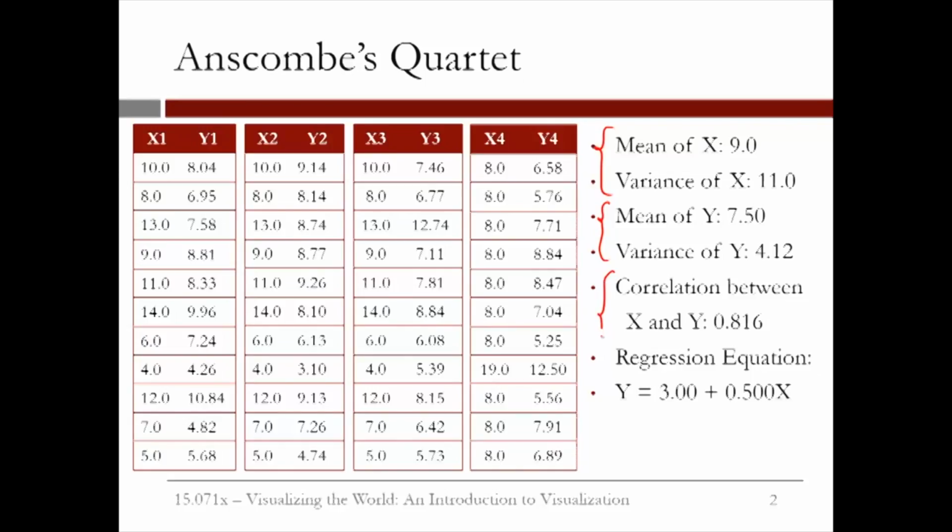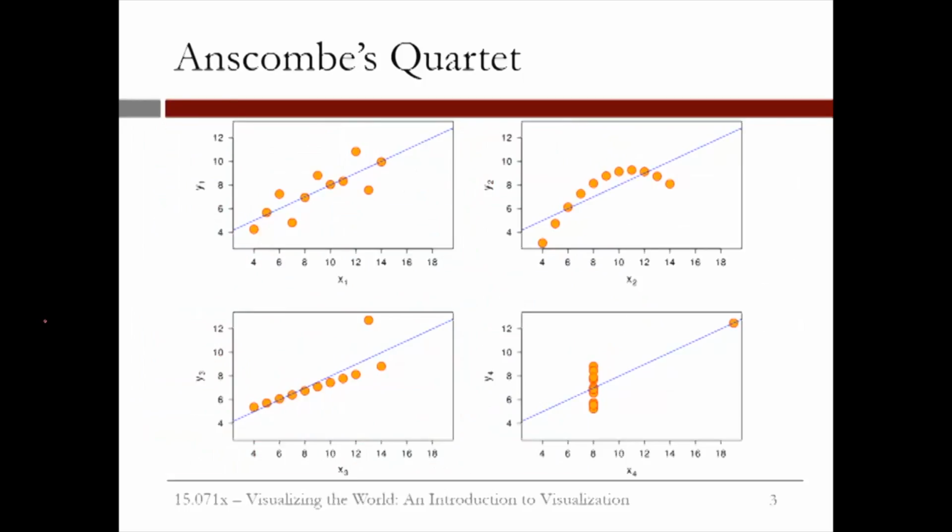And the correlation between x and y, as well as the regression equation to predict y from x, is the exact same for all 4 data sets. So just by looking at data properties, we might conclude that these data sets are very similar. But if we plot the 4 data sets, they're very different. These plots show the 4 data sets with the x variable on the x-axis and the y variable on the y-axis. Visually, these data sets look very different, but without visualizing them, we might not have noticed this. This is one example of why visualizing data can be very important.